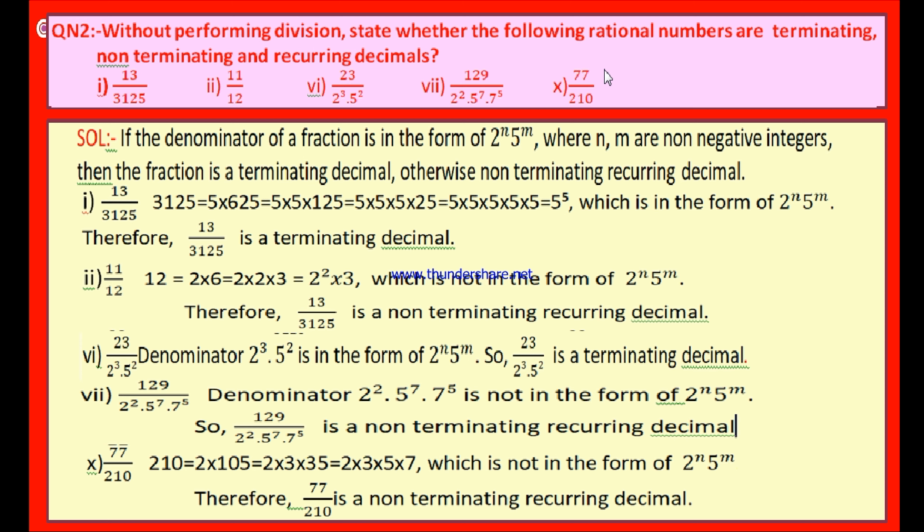And 10th bit. 77 by 210. You can write 210 as 2 into 105. This 105 as 3 into 35. This 35 as 5 into 7. Now if you look at the factors of the denominator 210, you can write 210 as 2 into 3 into 5 into 7. Besides 2 and 5, 3 and 7 are also factors. Therefore, the given denominator is not in the form of 2 power n into 5 power m. Then the given fraction is non-terminating recurring decimal.